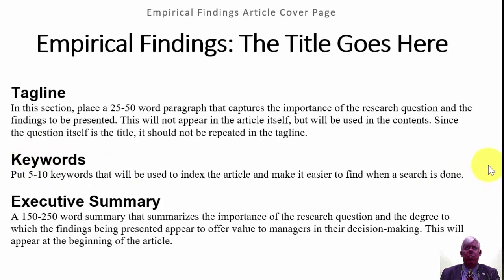A series of keywords will help us find the article when researchers go searching for that particular topic. And finally, an executive summary, which will appear at the beginning of the article, captures the flavor of the article. It summarizes what it's about, and it's the thing that your typical executive reader would read before deciding whether or not it was worth spending the time to actually read the article itself.